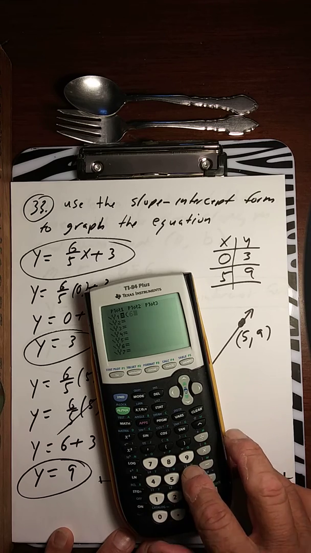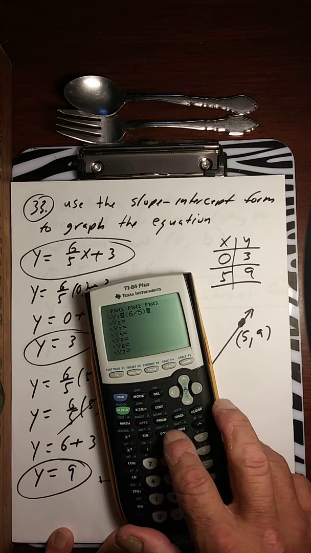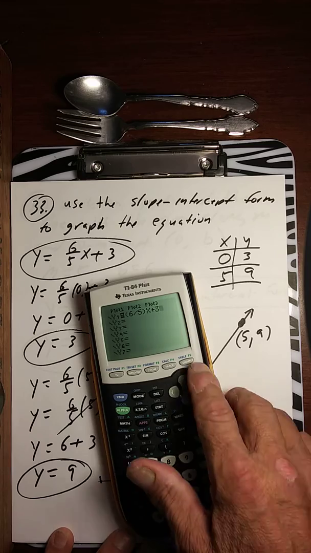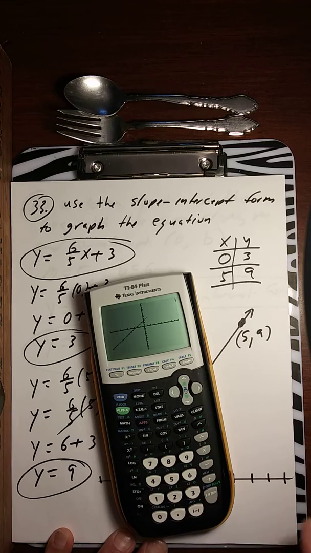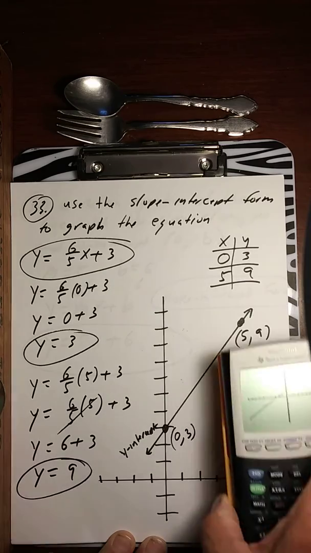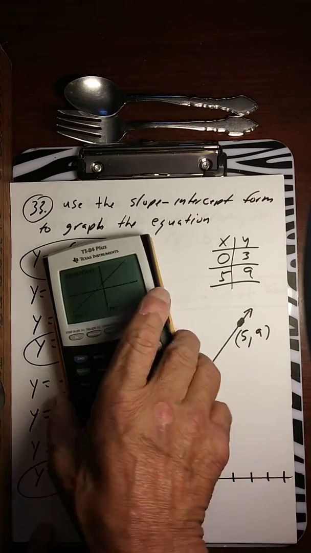Parentheses. 6 divided by 5. Plus 3, graph. There it is. Trace if you want.